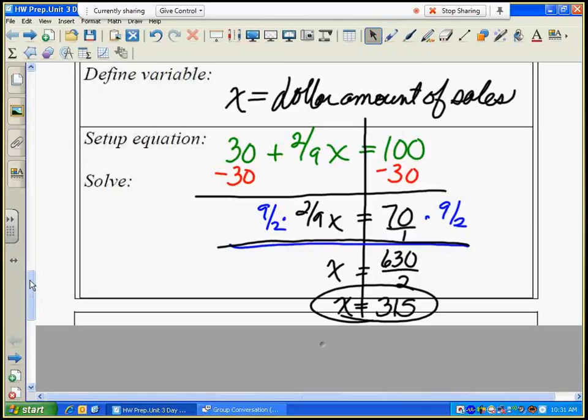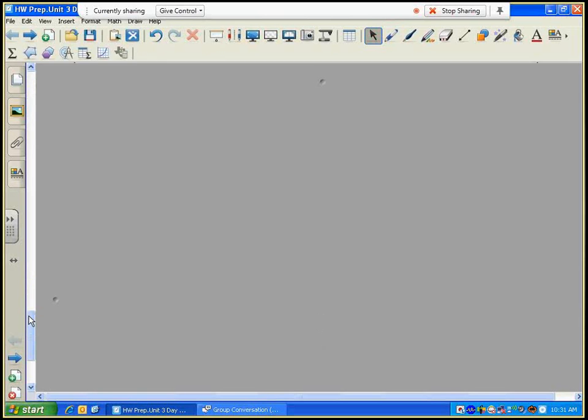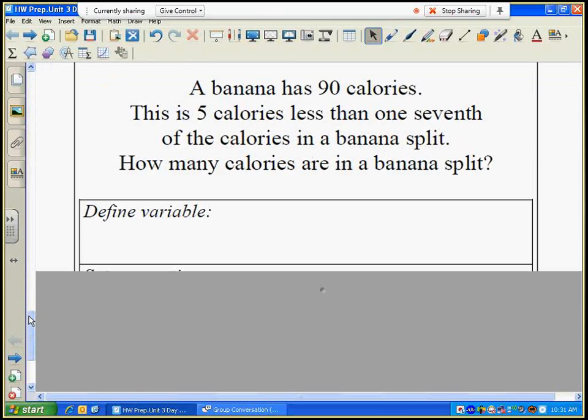All right, last problem. Bottom right-hand corner. A banana has 90 calories. This is 5 calories less than 1/7 of the calories in a banana split. How many calories are in a banana split? All right, take a moment to pause the video and write down what you think the variable is. And then here in a moment we'll compare. Go.